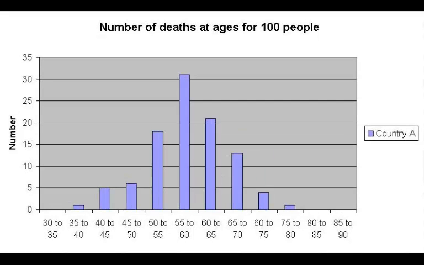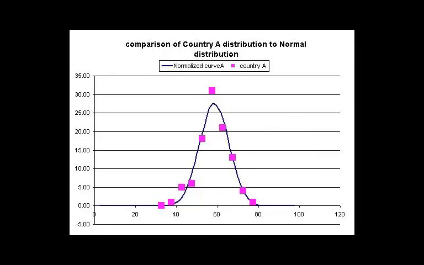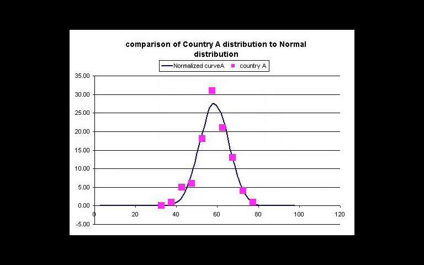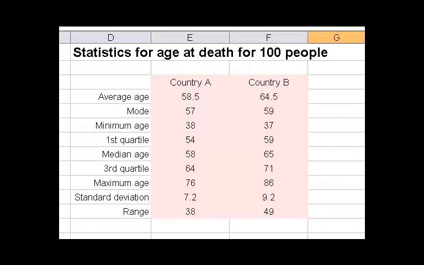Here is the original histogram for country A. Here it is again, and the pink dots represent the tops of the bars, and the black line represents a normal curve if it had the same standard deviation and the same mean as country A. Country A's distribution is said to be normal if its mean, median, and mode lie at the peak of the curve. Let's look at the original data again for country A.